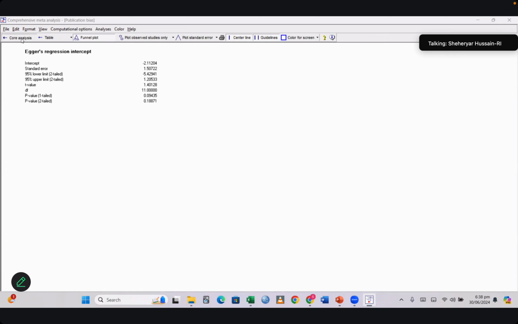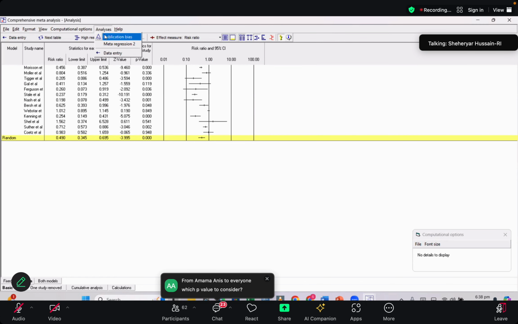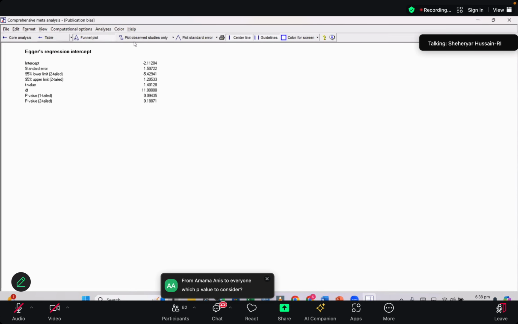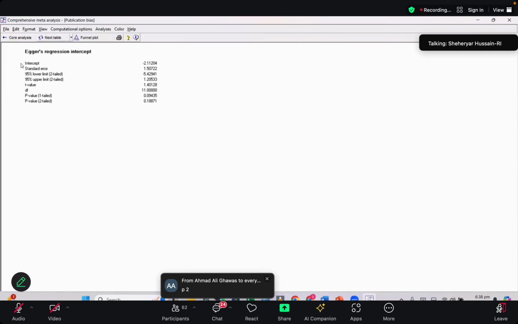So this was an additional thing. It is done on comprehensive meta-analysis. You go to analysis, publication bias. If the funnel plot is appearing, then you go to table, and you click it again and again until Egger's test appears. Two-tailed p-value.